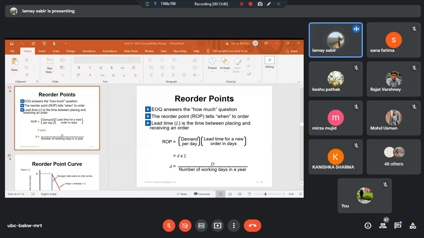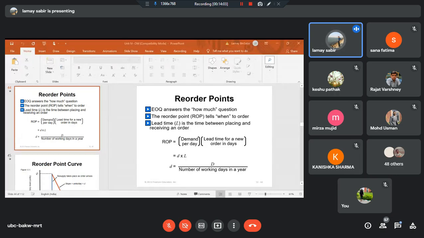The small d, what was capital D? Annual demand. Small d is what? Daily demand. So, what is the level of demand each day? That is small d. And it needs to be multiplied with capital L, that is lead time. Lead time, as you all know, is the time gap between placing the order and getting the order.